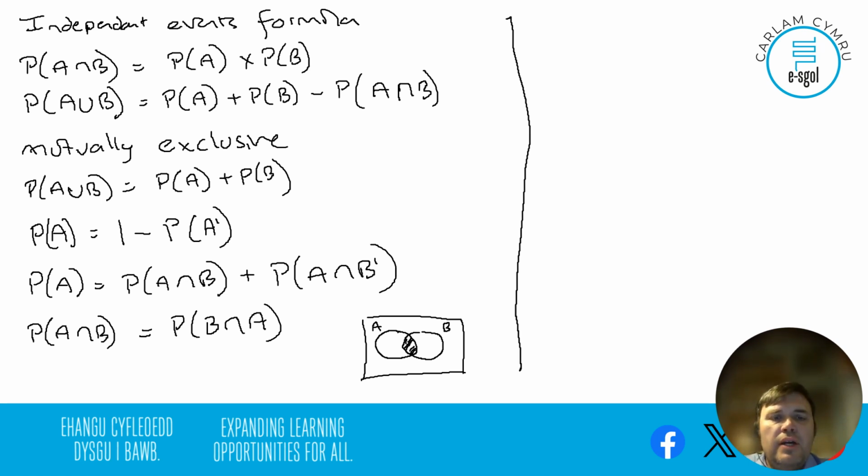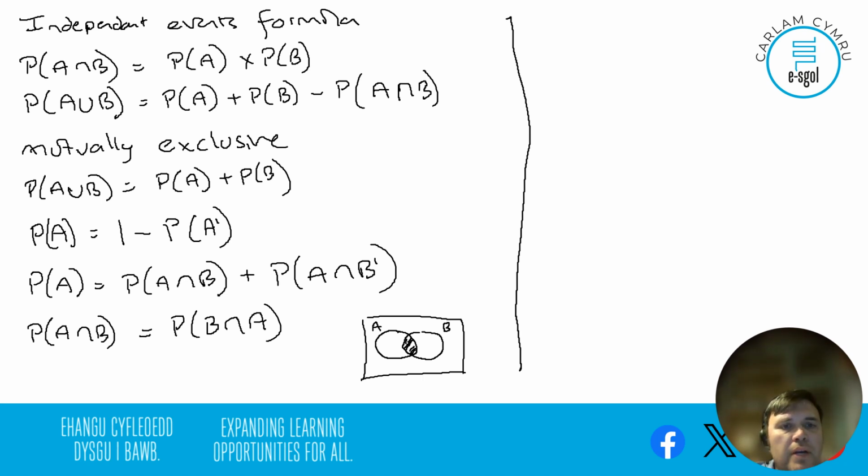Mutually exclusive, how it would look on a Venn diagram is you would have a circle here and a circle here. There would be no overlapping whatsoever for mutually exclusive, and the probability of A or B is equal to the probability of A plus the probability of B, effectively the and/or rule.